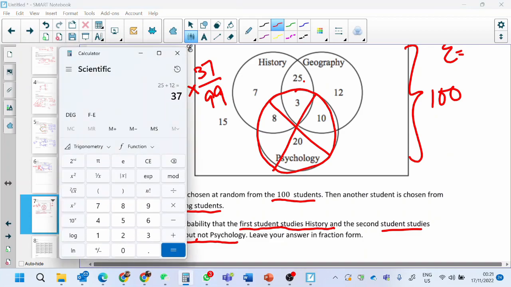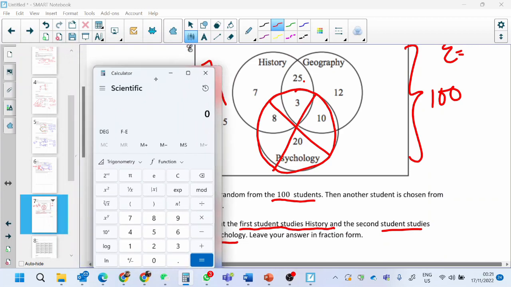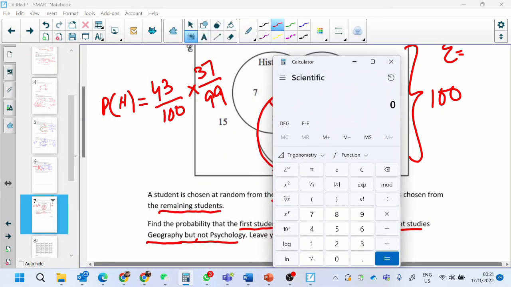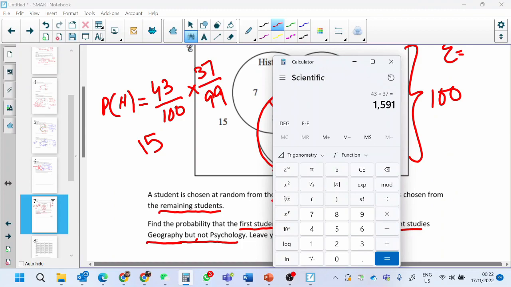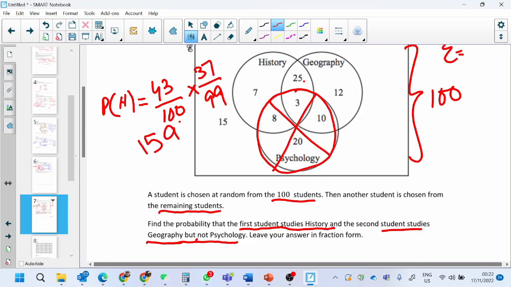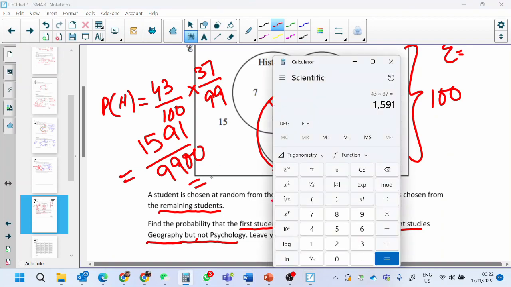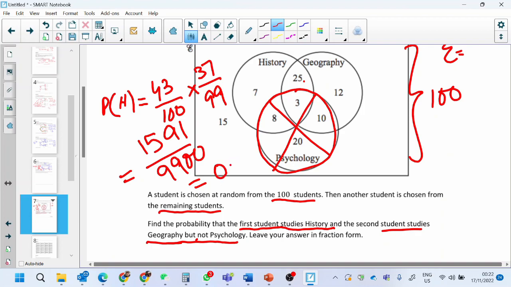So if we solve this, the probability should give us the answer 43 times 37, which is 1591 over 9900, or if you simplify, divide by 9900, so 0.16. 0.16 is the probability for this question.